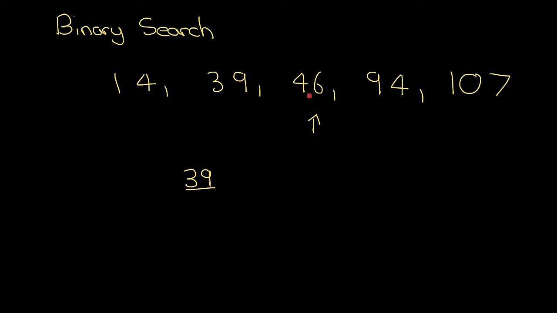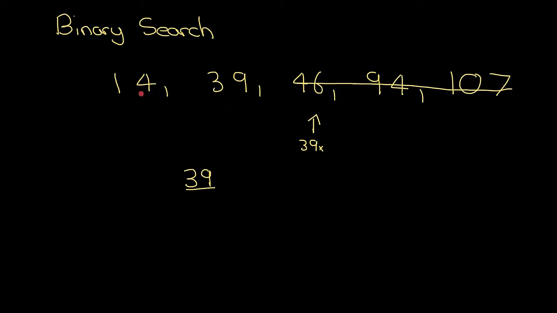I ask myself, right, have I found 39? Is it in the midpoint? Well, no. 39 is not 46, so I've not found it. Okay, but 39 is less than 46, and I know these numbers are in order, which means I can eliminate the half of the list that 39 isn't in. And then straight away I've got rid of half my data. Then I repeat the same process in the numbers which are remaining.